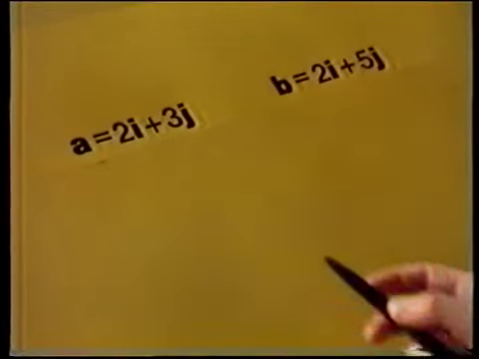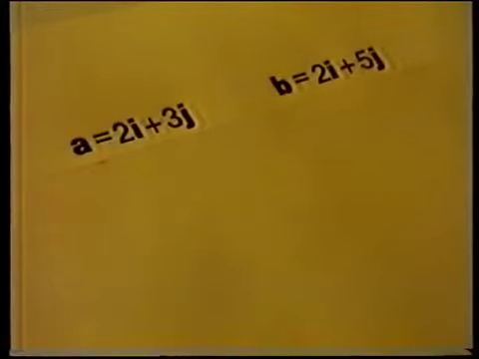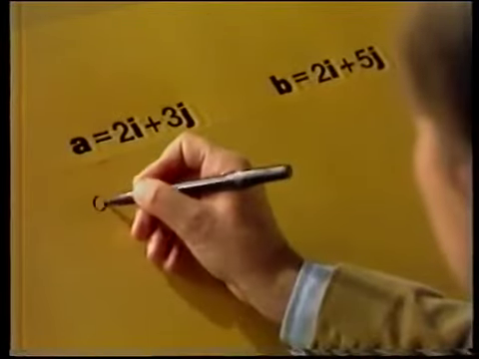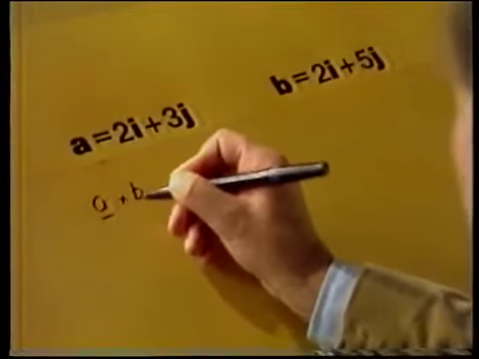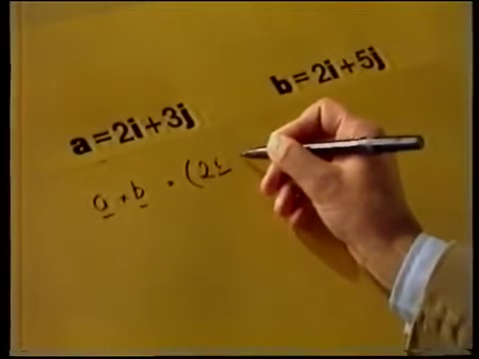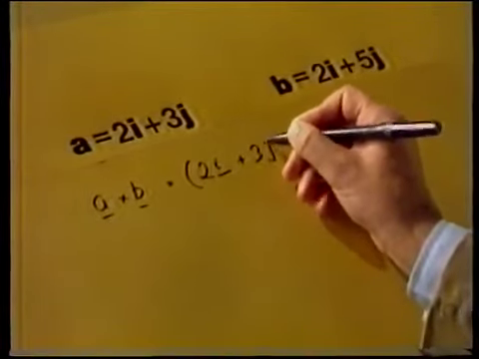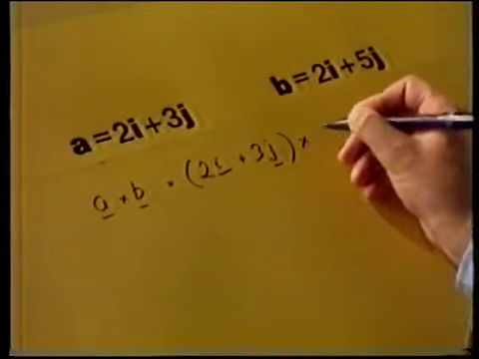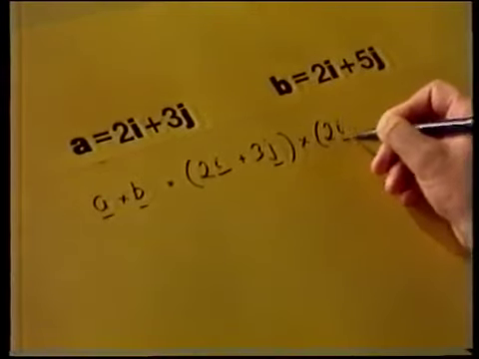Right, so you've got a definition of the cross product. Let's now see how to use it. I've got two vectors here, A and B, expressed in terms of the Cartesian unit vectors i and j, so that A and B are both in the ij plane. Let's work out the cross product. A cross B is equal to (2i + 3j) cross (2i + 5j).